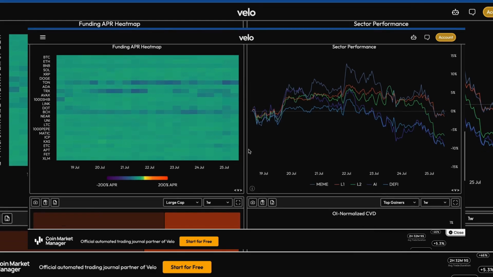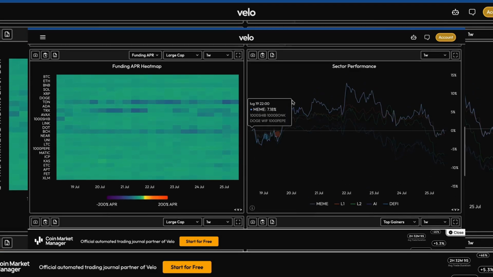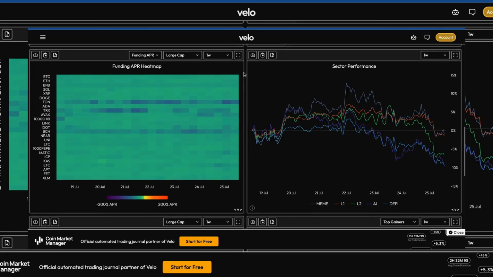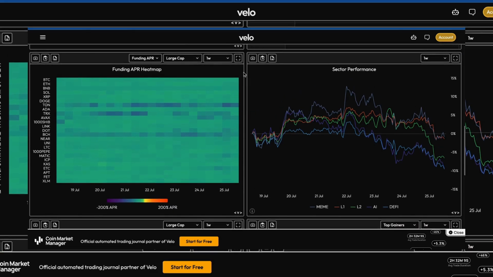Of course, always study and analyze any type of coins you want to trade. This is not financial advice, it's just information based on education. So this is very, very important.